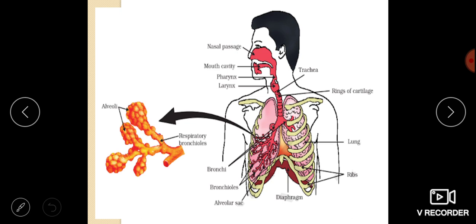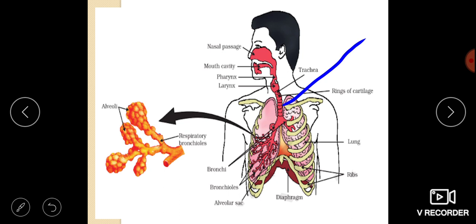This is the respiratory system of our body. The diagram has been taken from your textbook. You can see the various parts. This is a nasal passage, which can be seen easily. The mouth cavity is shown, and the pharynx, the larynx, which is called the voice box, and here the trachea. On this trachea, you can see ring-like structures. These rings are made up of cartilage, which prevents the collapsing of this windpipe, or the trachea.